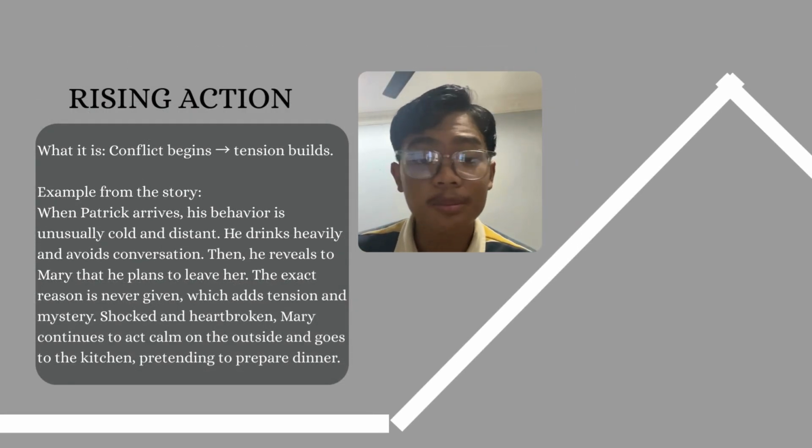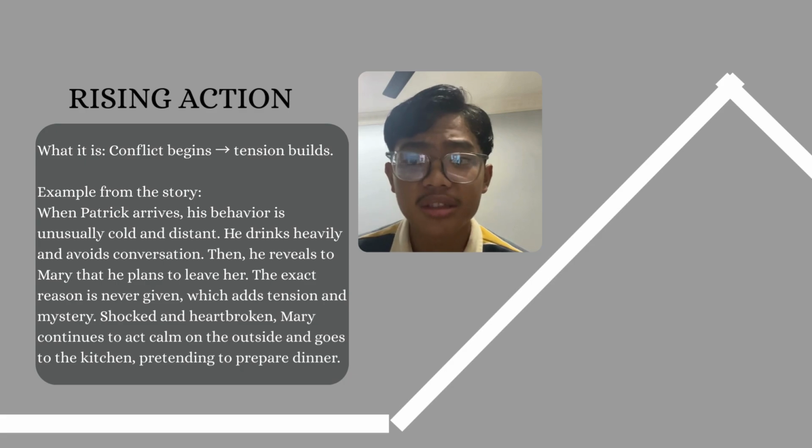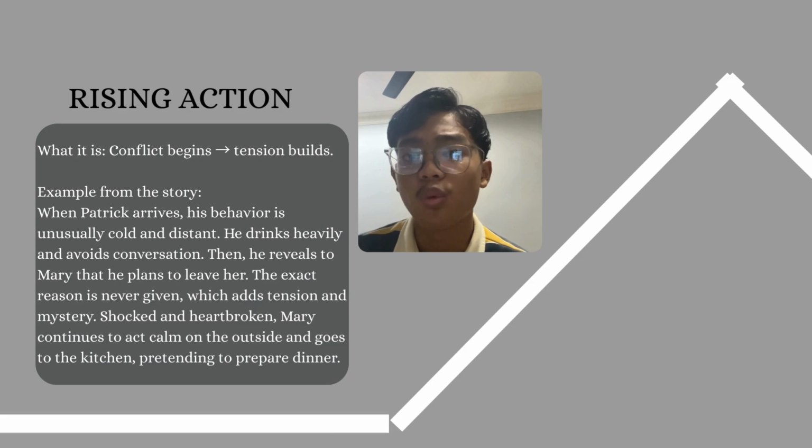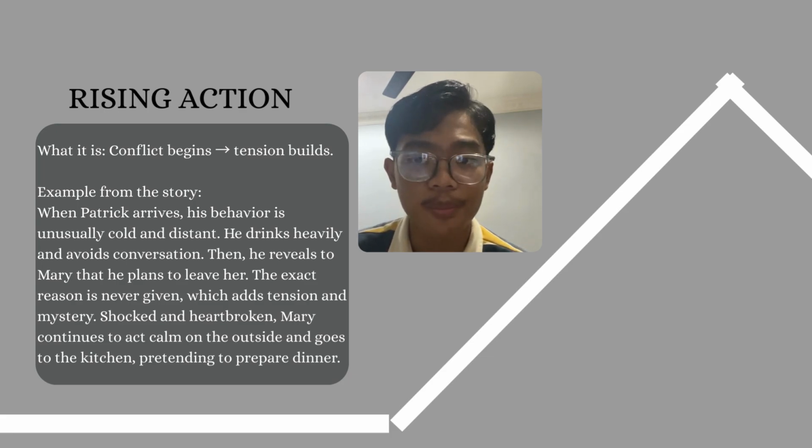Next comes the rising action. This is where the main conflict starts to appear and tension begins to grow. The rising action slowly pushes the story toward its most dramatic point, keeping the audience curious about what's going to happen next. Example from the story: the rising action begins when Patrick arrives home.